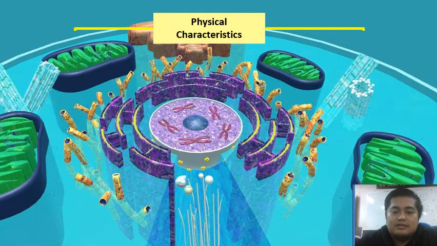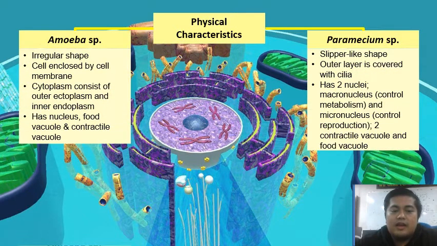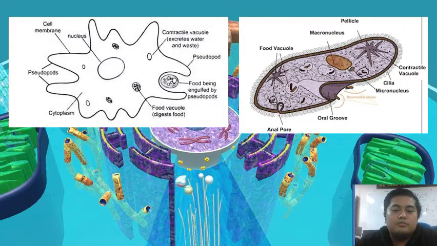Meanwhile, their physical characteristics. So as for amoeba, it has irregular shape. Its cell is enclosed by a cell membrane. The cytoplasm consists of an outer ectoplasm and inner endoplasm. They have nucleus, food vacuole, and contractile vacuole. While paramecium has a slipper-like shape. The outer layer is covered by cilia. It has two nuclei, macronucleus, which controls the metabolism, and micronucleus, which controls the reproduction. They also have two contractile vacuoles and food vacuoles. So this is the amoeba.